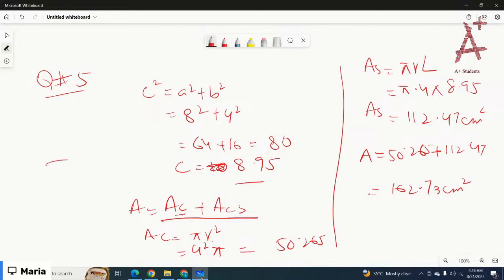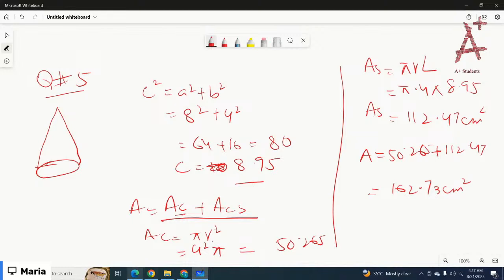Because the base of the cone is circular, you have to calculate the area of this one, and then you calculate this one. When you see they make a right angle triangle, that's why we use the Pythagorean theorem to calculate the slant height.